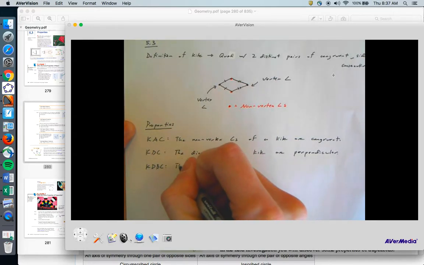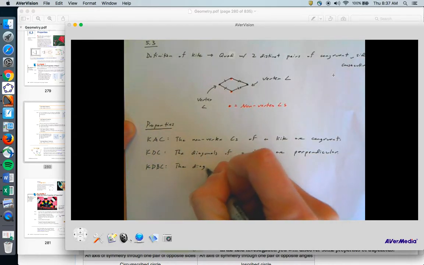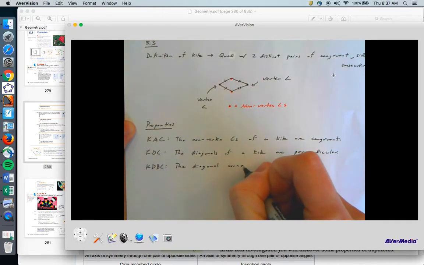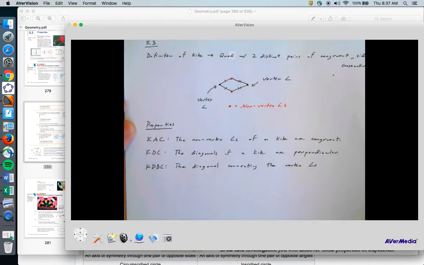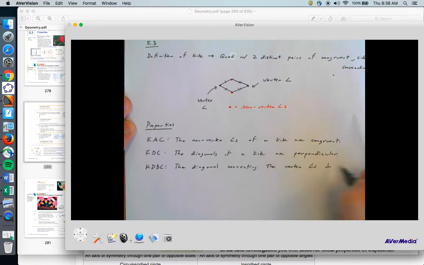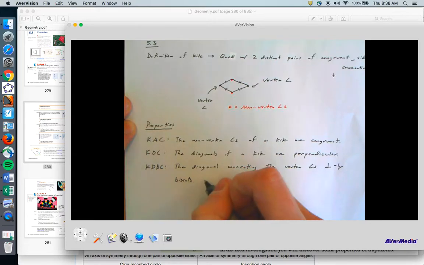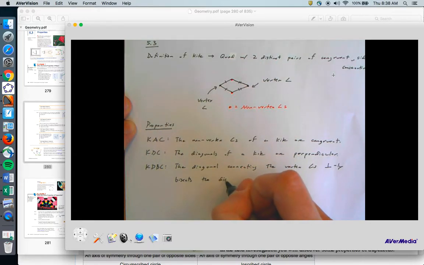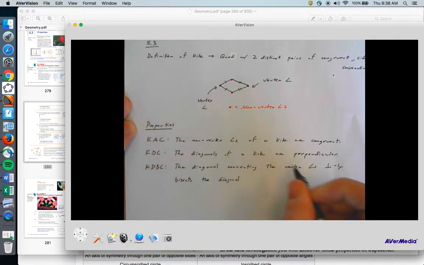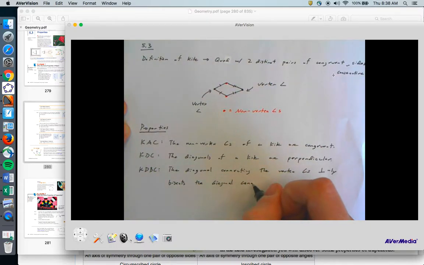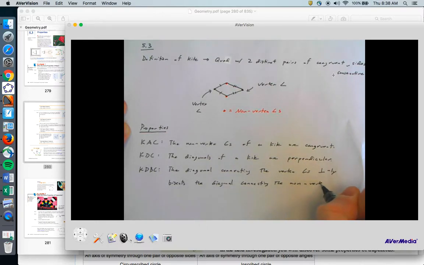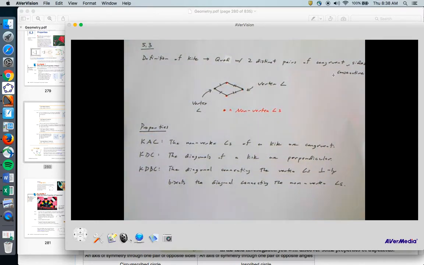KDBC. The diagonal connecting the vertex angles perpendicularly bisects the diagonal connecting the non-vertex angles.